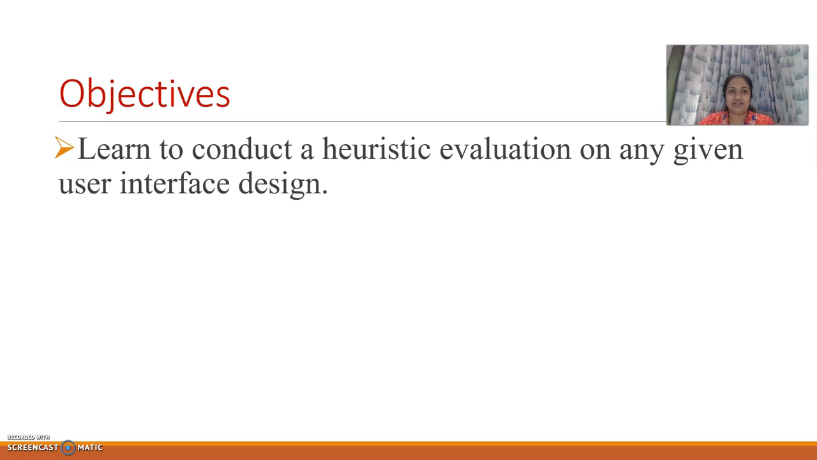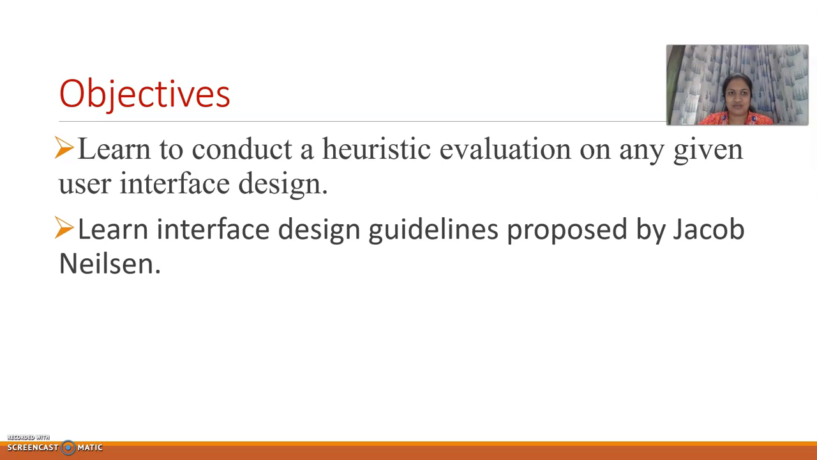After learning this topic, we will come to know the different heuristic evaluations which are done on the user interface. We are going to learn the 10 guidelines proposed by Jakob Nielsen. In this particular video, I am going to explain some of the guidelines proposed by Jakob Nielsen.